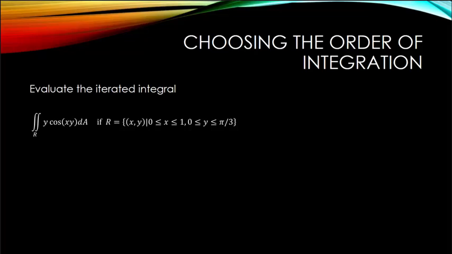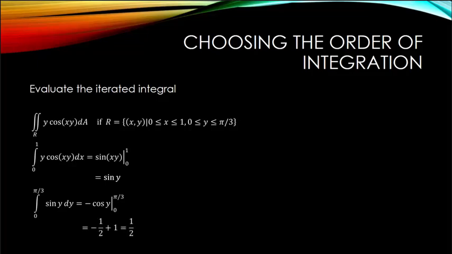I am going to set it up so that I first take the integral from 0 to 1 of y times the cosine of xy dx. This gives me sine of xy evaluated from 0 to 1. I get sine of y. I plug this into my outer integral, which has the limits of integration from 0 to pi over 3, of sine y dy. This is equal to negative cosine y evaluated from 0 to pi over 3. This gives me negative 1/2 plus 1, which is equal to 1/2.